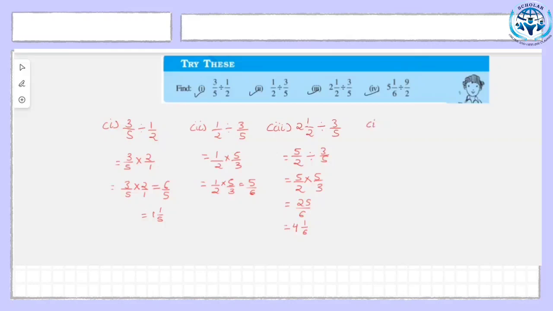The last one, 5 1 by 6 divided by 9 by 2. 5 1 by 6 is equal to 31 upon 6. 6 5s are 30. 30 plus 1 is 31. 31 by 6. Then it is divided by 9 by 2 or multiplied by 2 by 9. 3 2s are 6. 31 upon 9 3s are 27. In the form of a mixed fraction, it is 1 4 by 27.